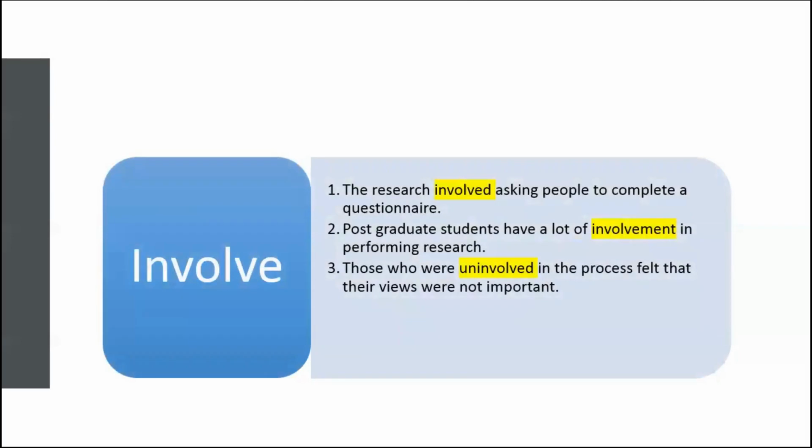Involve. The research involved asking people to complete a questionnaire. Postgraduate students have a lot of involvement in performing research. Those who were uninvolved in the process felt that their views were not important. So uninvolved, not involved, that's what it means. So again, being involved is to be part of something.